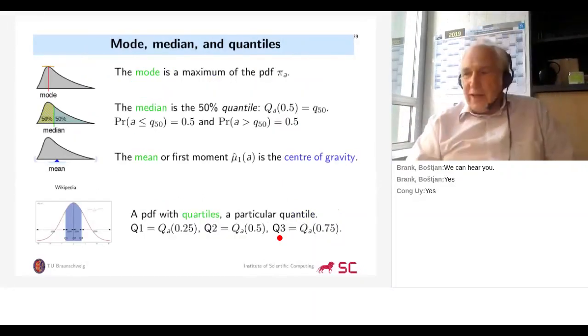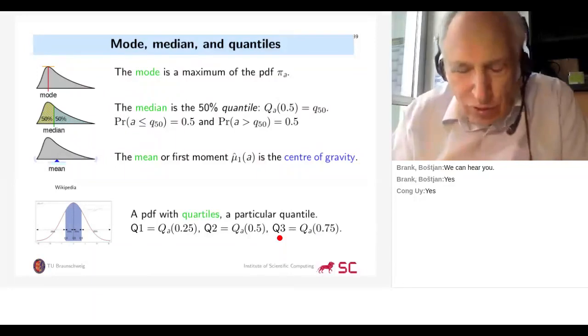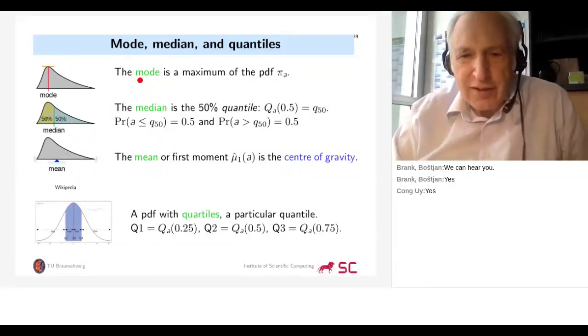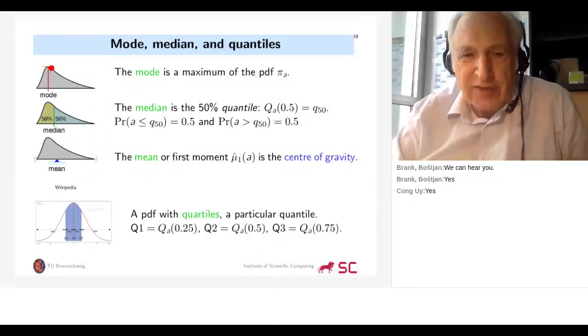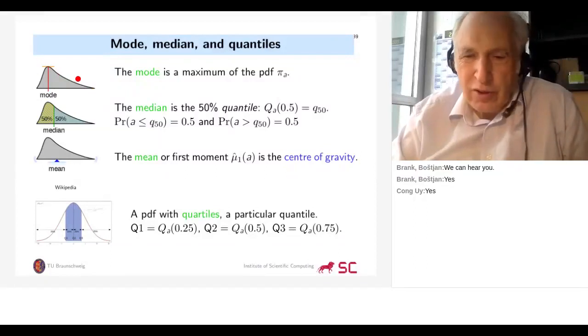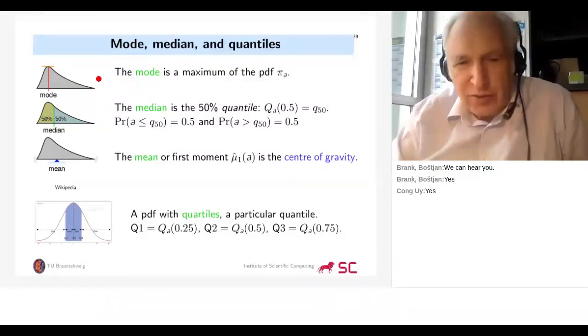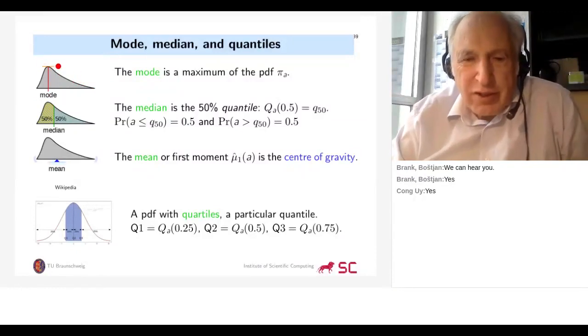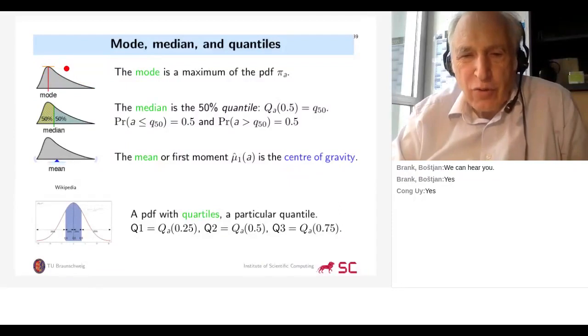Okay, and three more notions which I have to introduce before we stop. One is the mode. This is where the PDF, the probability density function, has its maximum. What you see here is one where there's only one mode, but we can have probability densities where there are several, then we call this multimodal. Every peak of the PDF is a mode.